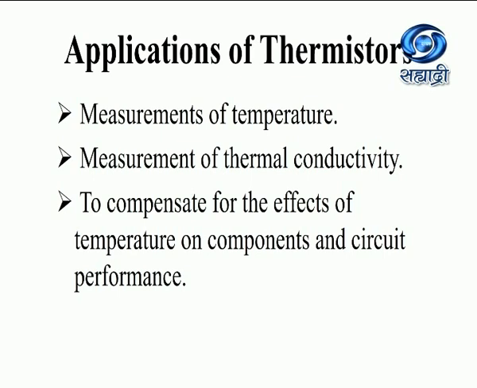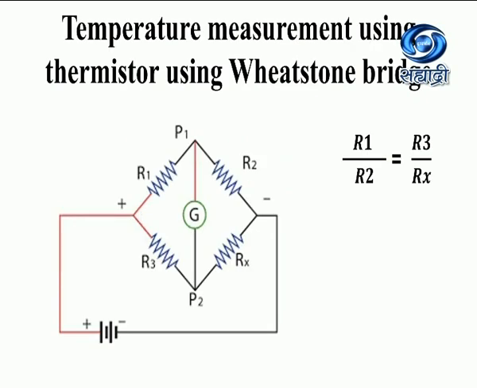The first main application of the thermistor is measurement of temperature, then measurement of thermal conductivity. Then it is used to compensate for the effect of temperature on components and circuit performance. So these are the applications of the thermistor. Now, temperature measurement using a thermistor in a Wheatstone bridge. If you use the thermistor in the Wheatstone bridge, we have to balance the equation R1 divided by R2 is equal to R3 by Rx. In the place of Rx, if you put the thermistor, then we can calculate the unknown resistance by using this Wheatstone bridge. So this is the application of the thermistor.